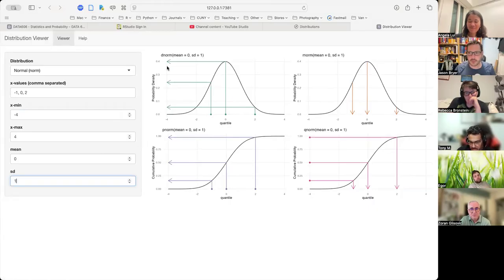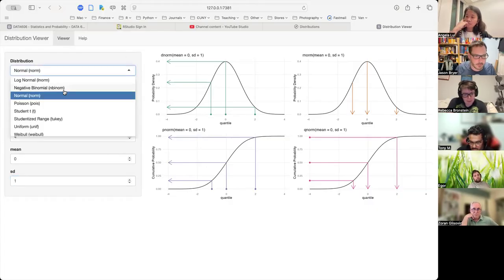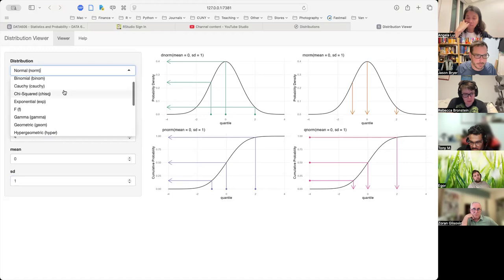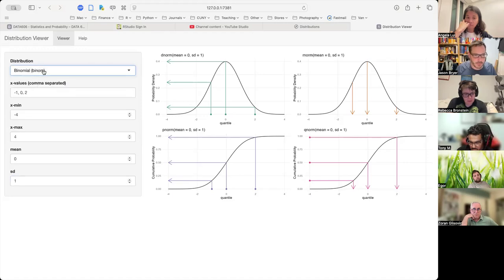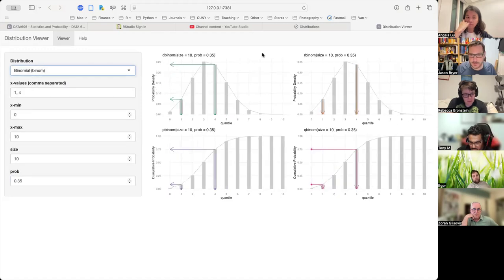For every distribution, the function has 4 variants: D, R, P, and Q, right? These are the 4 functions, and after that comes the distribution type. Here I'm picking normal. In a few minutes, we're going to talk about the binomial distribution, so it's binom. I have dbinom, rbinom, pbinom, and qbinom.